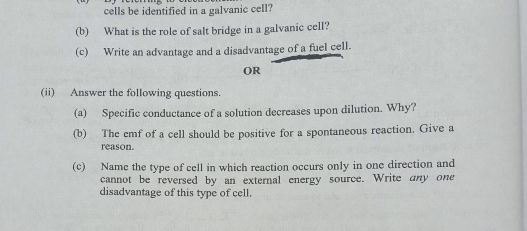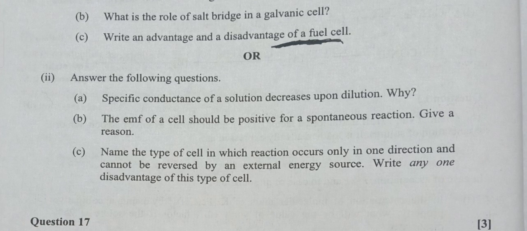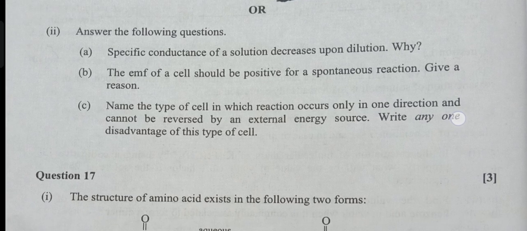Why? Because of the increase in volume, or you can say area. And the B part, the EMF of the cell should be positive for a spontaneous reaction. Yes, you will connect it with the Gibbs free energy. Delta G will be minus nFE cell. If the E cell is positive, delta G will be negative. That makes the reaction spontaneous.